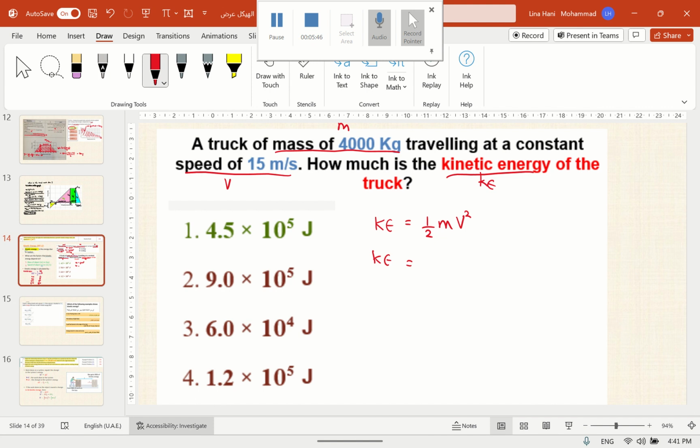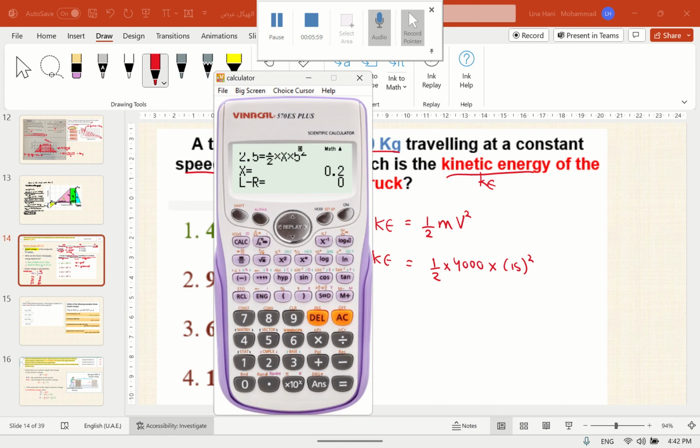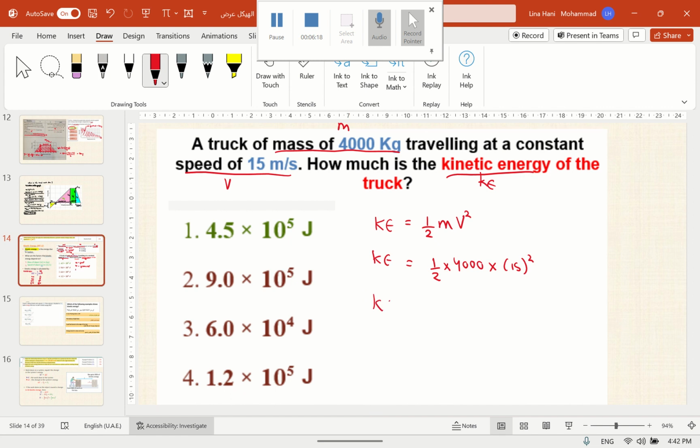Directly put the numbers after the equals sign: half times the mass, which is 4,000, times v, which is 15 squared, on the calculator. Half times 4,000 times 15, and the 15 is squared. Well, you can see that the kinetic energy is 450,000. KE is 450,000 joules. No, oh my God, no answer.